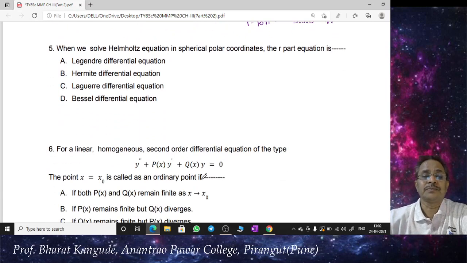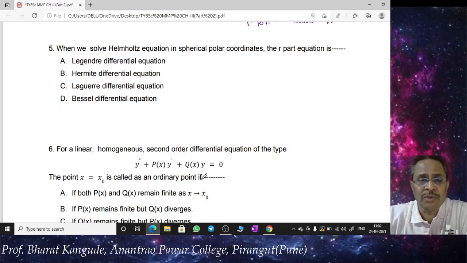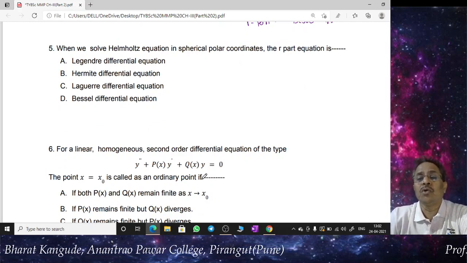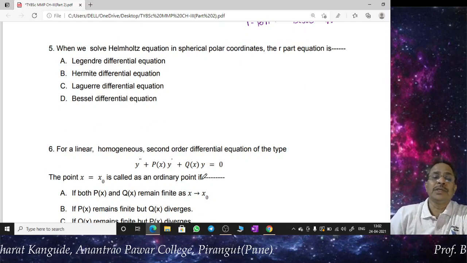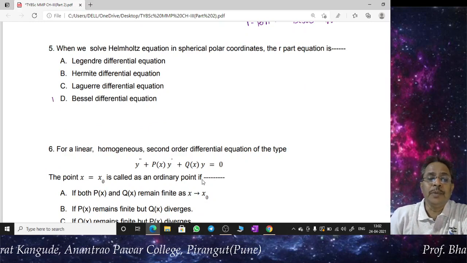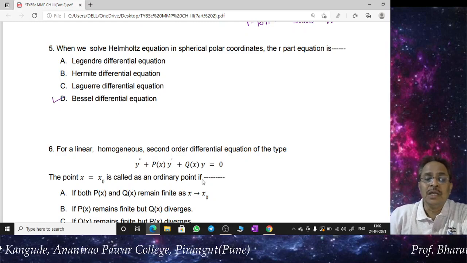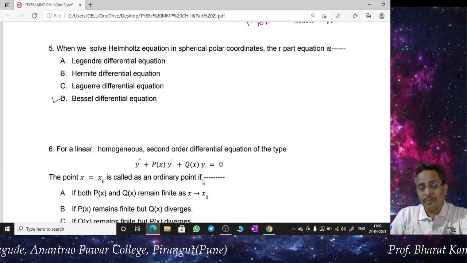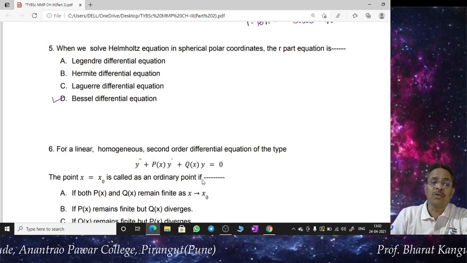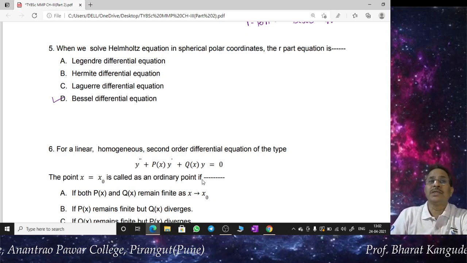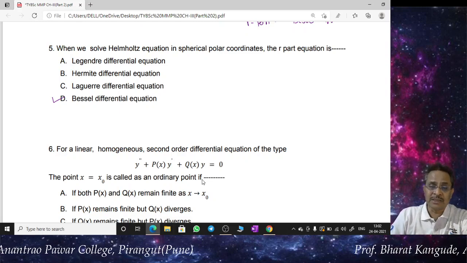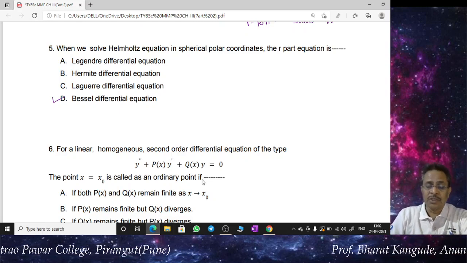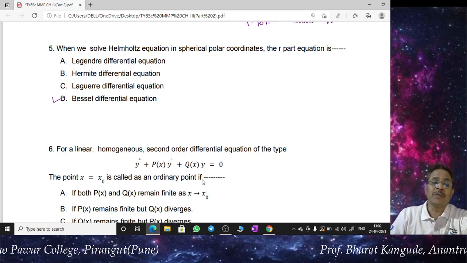Okay, next. The same question is there, what we have discussed just now. When we solve the Helmholtz equation in spherical polar coordinates, the r part equation is naturally a Bessel differential equation, whereas the Legendre differential equation can be obtained by solving the Laplace equation in the spherical polar coordinate system. The Hermite differential equation again has its origin in something else. It is a very special equation you have to solve in one of the coordinate systems, and that gives rise to the Hermite differential equation.